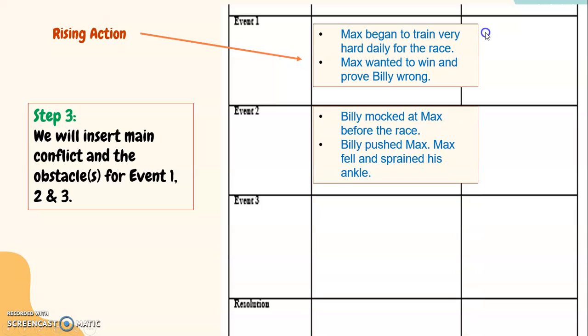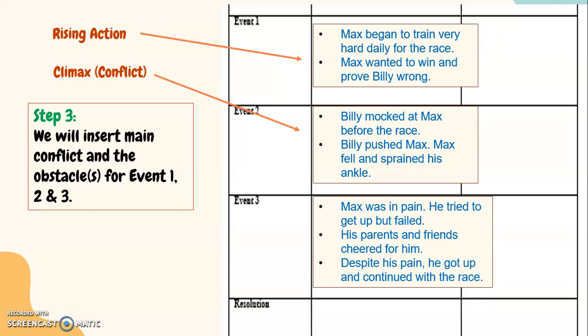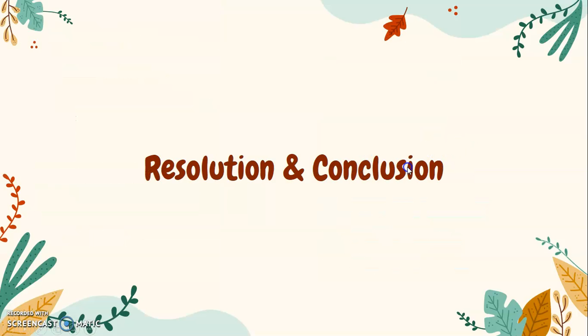This is the main conflict, event 2. Between event 2 and 3, somewhere here, we should have the obstacle, blocking him from reaching his goal. So it's very clear cut like this. Sometimes the obstacle could come in event 2 already.